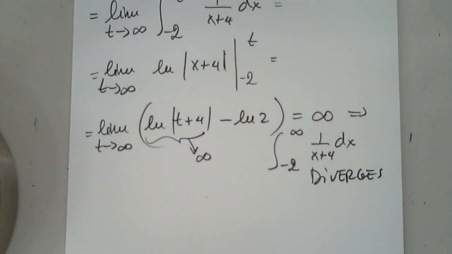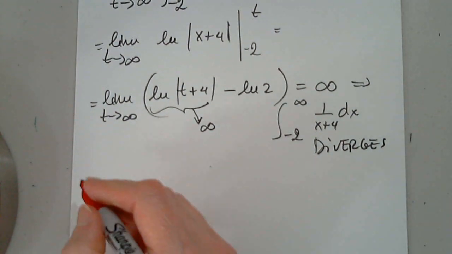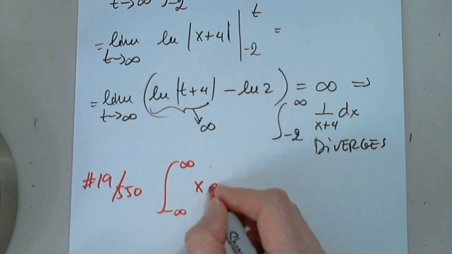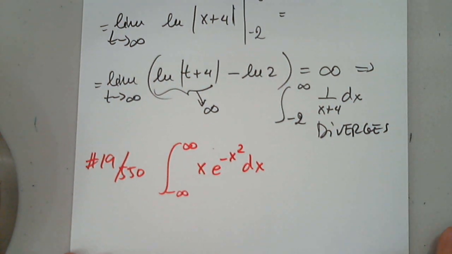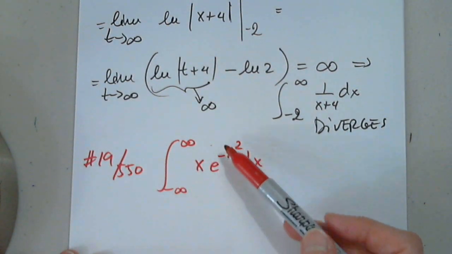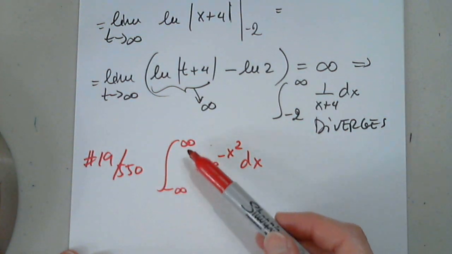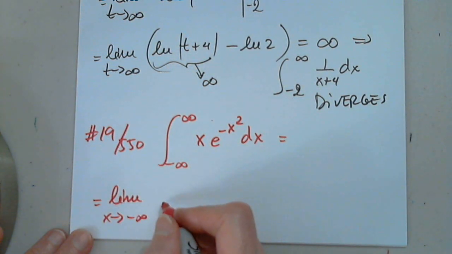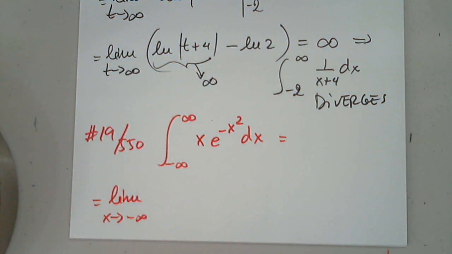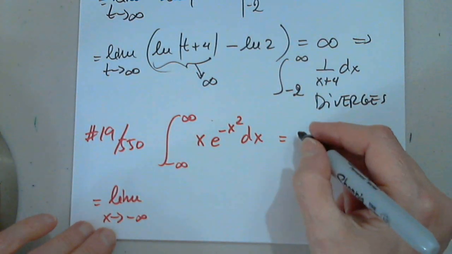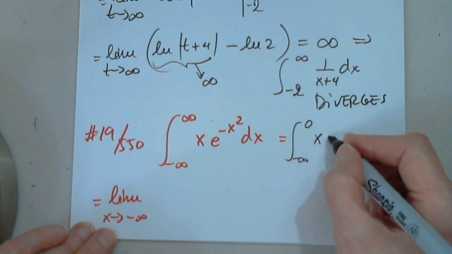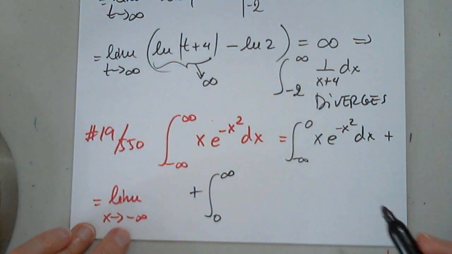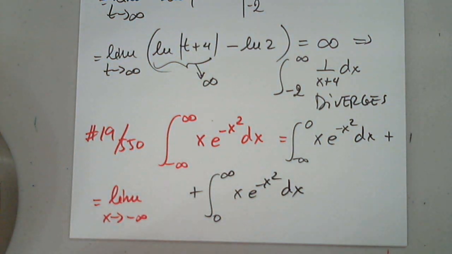Okay, moving on. Let's look at number 19 on 550. The integral from -infinity to infinity of x e to the -x squared dx. This function exists for any x, but the problem is that both limits of integration are infinities. So in that case, I want to write one more intermediate step, so maybe I can fit it in here. The integral from -infinity to 0 of e to the -x squared dx, plus the integral from 0 to infinity of x e to the -x squared dx. And then we're going to put in the limit.